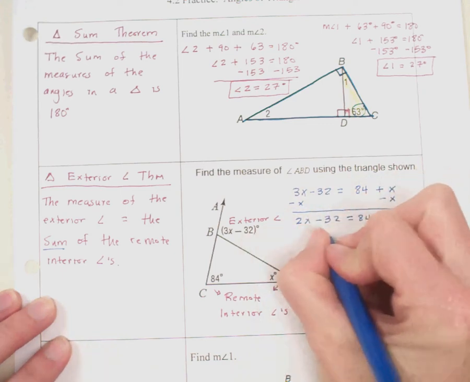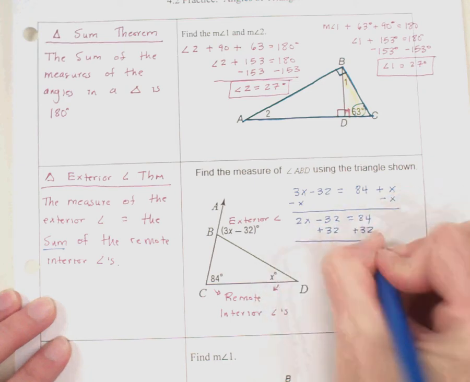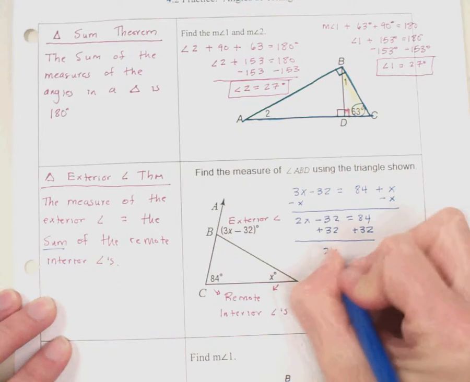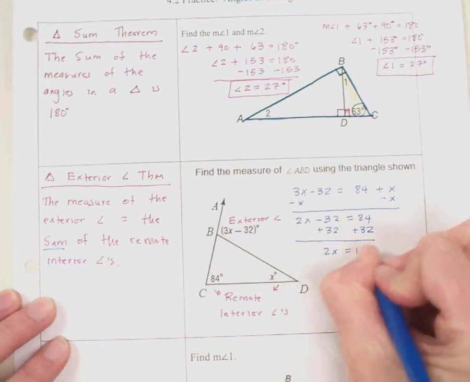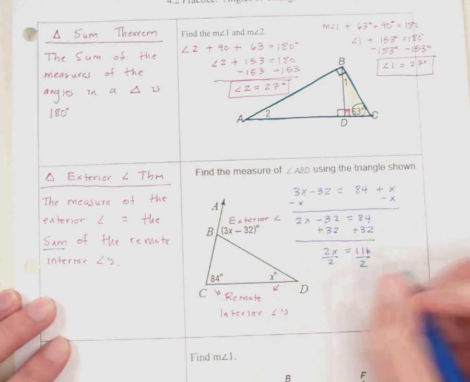I can add 32 to both sides. 2x is equal to 116. Divide both sides by 2, and x equals 58.